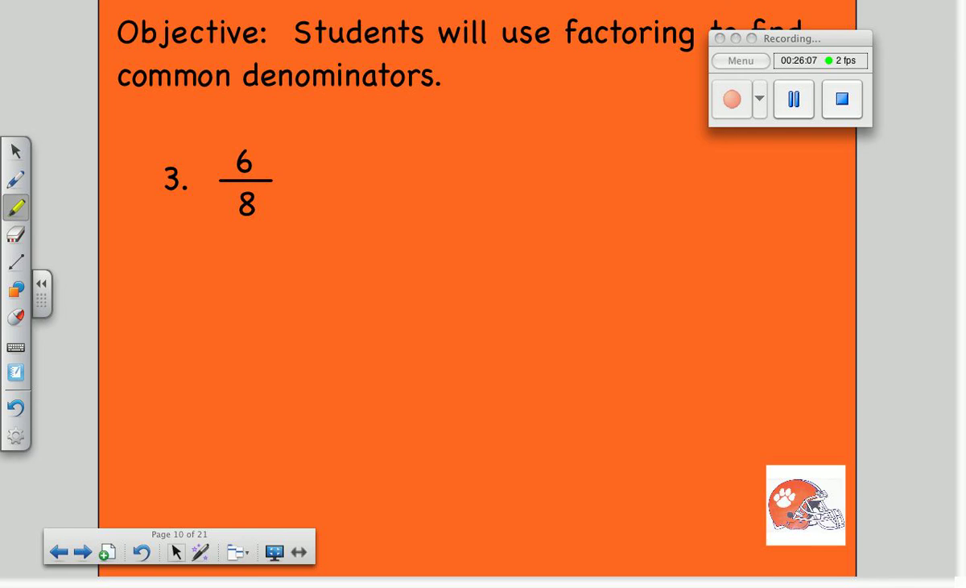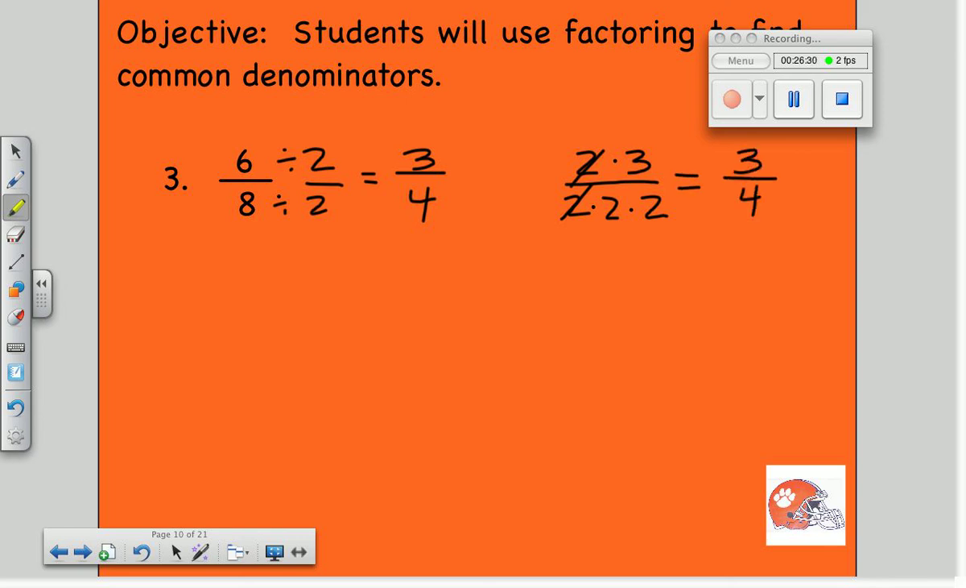Again, you're only choosing one. We can divide them both by 2. 6 divided by 2 is 3. 8 divided by 2 is 4, 3/4. Write the common factors, 2 times 3 and 2 times 2 times 2. So the 2's are common. 3 is what's left on top. 2 times 2 is 4 on the bottom in the denominator.